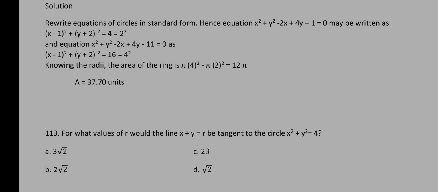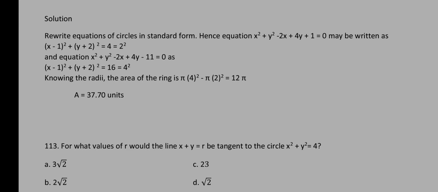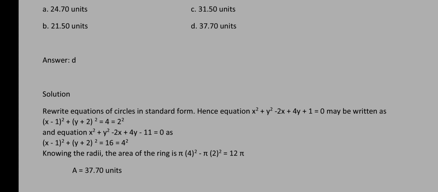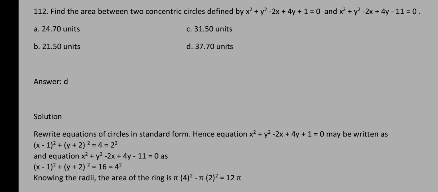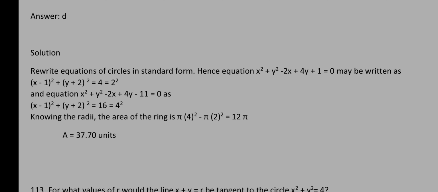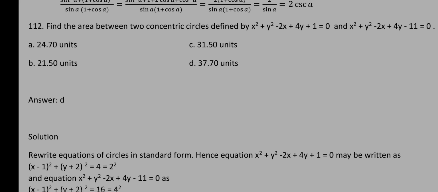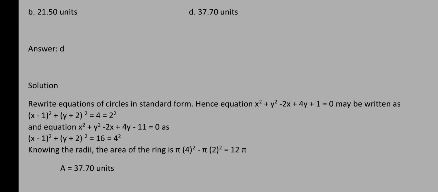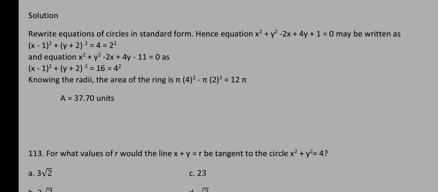Knowing the radii, the area of the ring is pi times 4 squared minus pi times 2 squared is equals to 12 pi. Therefore, ang area mo is 37.70 units. So, kung nalilito ka sa tanong na yan, i-lukspam mo yan or sundin mo tong solution na to. Pag i-lukspam mo yan, sagot dyan ay letter D, 37.70 units. Okay?